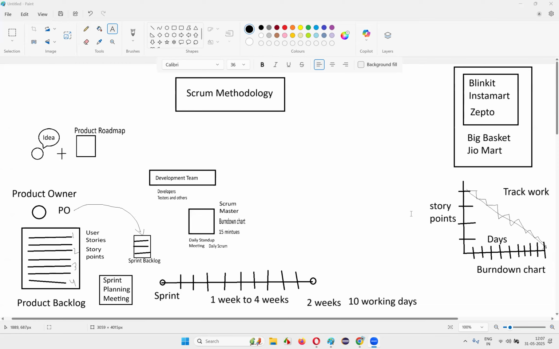Once we understand the main theme, if you want to do some R&D, we can do the research and all. That's okay. But these are the major items. Burn down chart. Burn up chart is also there, but don't worry about the chart right now. So for now, this is the thing.